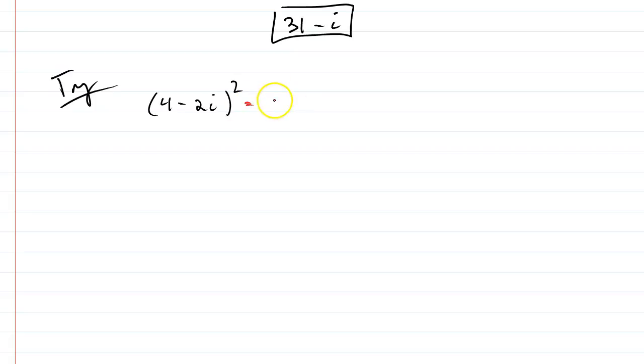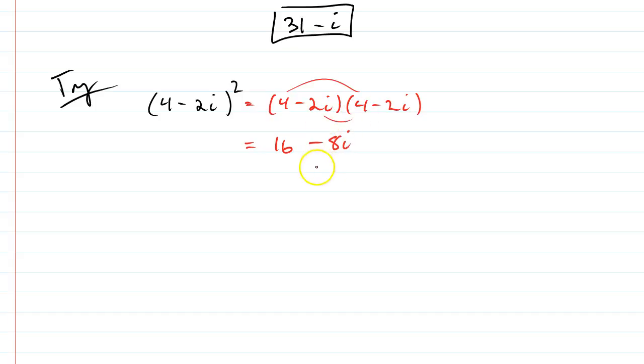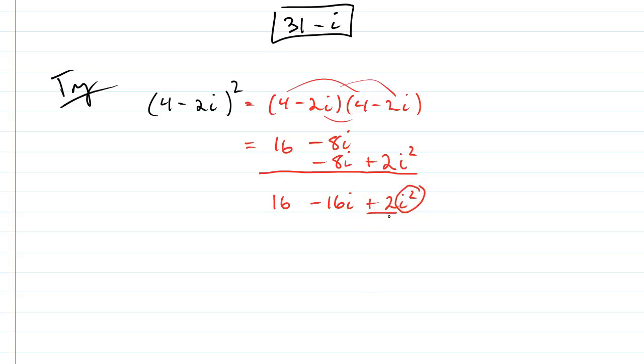Okay, so we write it twice. In our mind, we're thinking, all right, there are two copies of 4 minus 2i. So foiling this out, expanding, we get 16. We get negative 8i. We get negative 8i again. And then we have plus 4i squared. So 16 minus 16i plus 4i squared. And again, this i squared will basically make this 4 into negative 4, and that will combine with 16. So I get 12 minus 16i.